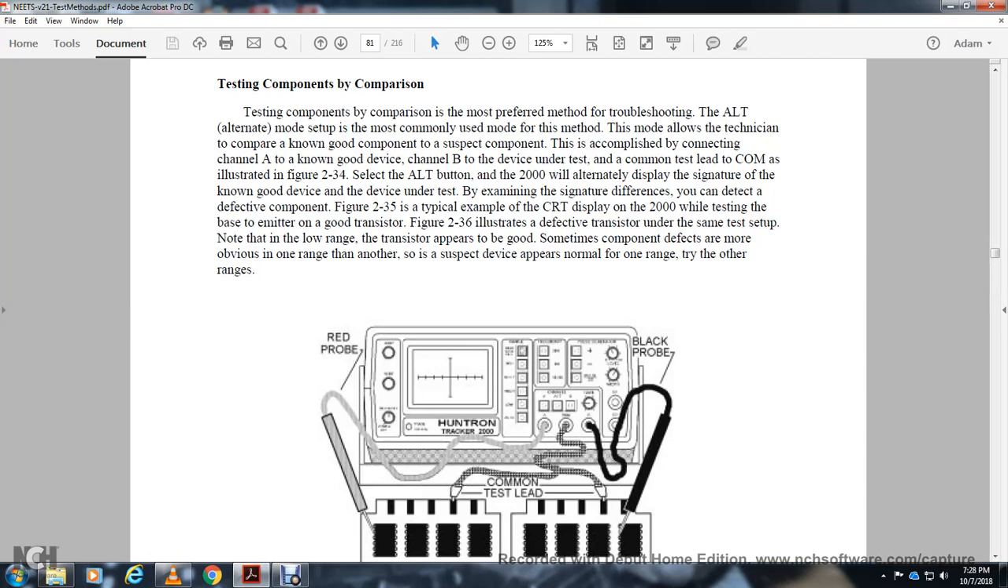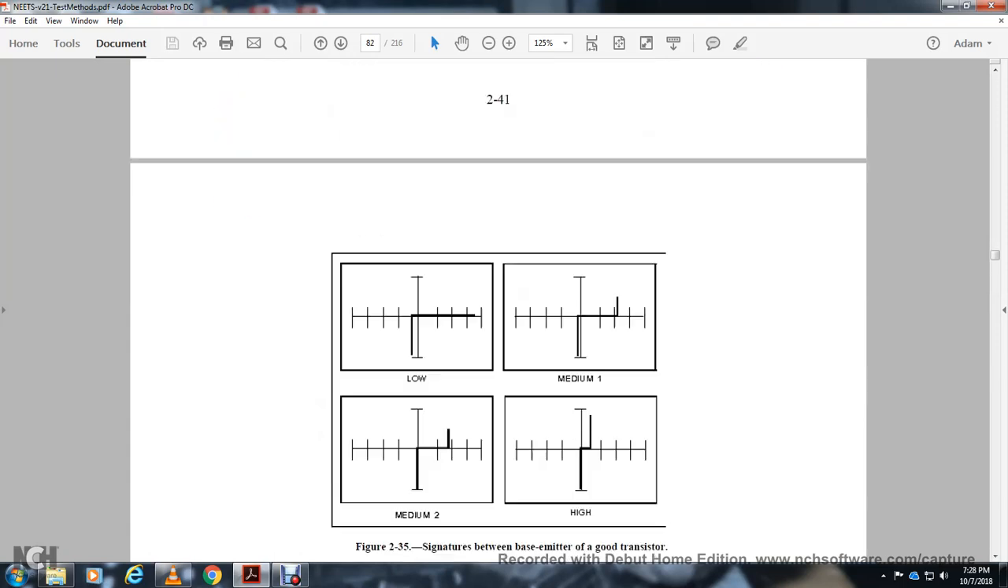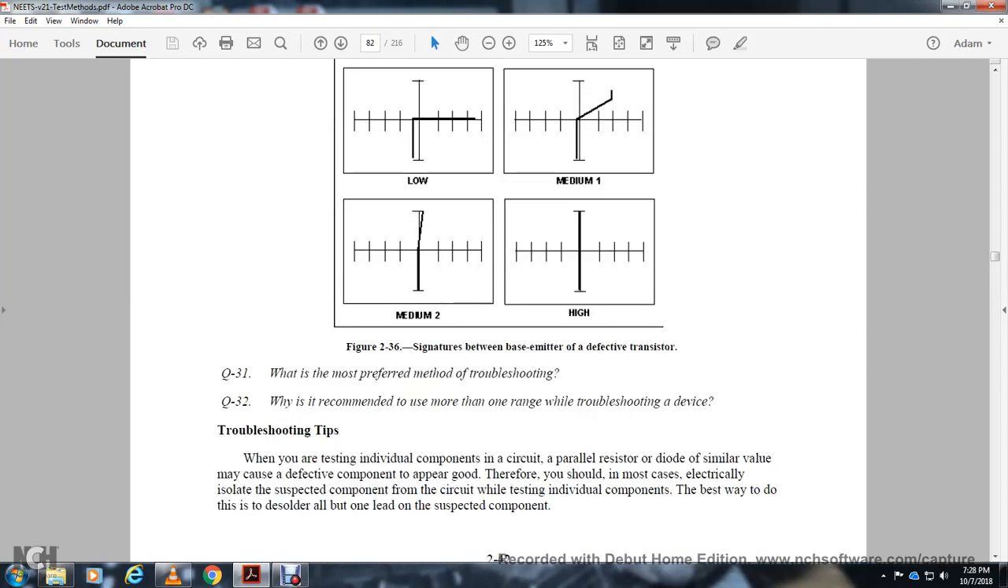Figure 235 is an example of the cathode ray tube on the 2000 while testing the emitter of a good transistor. Figure 236 illustrates a defective transistor on the same test. So that's how the low range of the transistor appears to be good. Sometimes a defective component is more obvious in one range, and other suspected devices appear normal in that range, so try the other ranges and then compare their signatures.